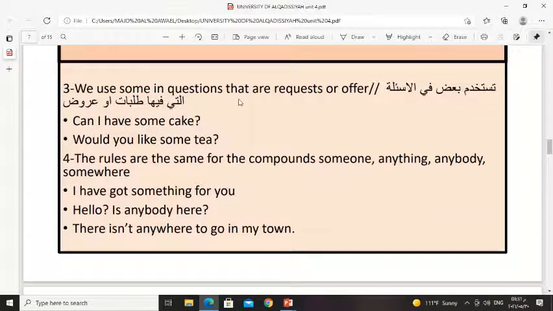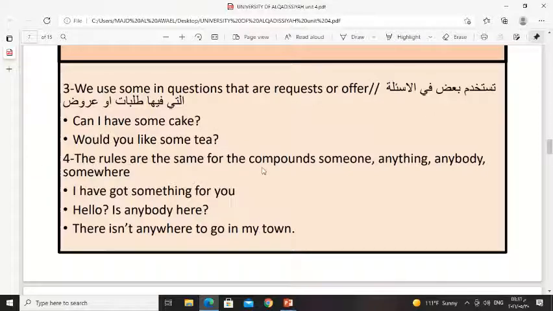We use some in questions that are requests or offers. نستخدم أيضا some في السؤال اللي هو بصيغة الطلب أو عرض. شخص يعرض عليك في خدمة معينة. Can I have some cake please? Question mark. This is a request. Would you like some tea? Question mark. This is an offer.